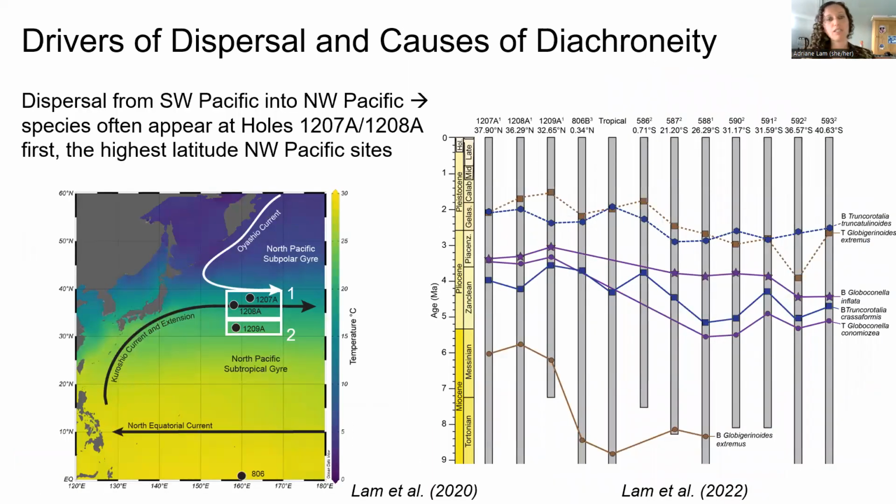We're also seeing this pattern that when species come from the Southwest Pacific into the Northwest Pacific, they will first appear at holes 1207A or 1208A. These are our highest latitude sites in the Northwest Pacific Ocean. Today, these sites are located within the Kuroshio Current extension, and hole 1207A is located on the northern edge of that current. Later, those species will then disperse southward into hole 1209A, which today is lying in subtropical water masses.